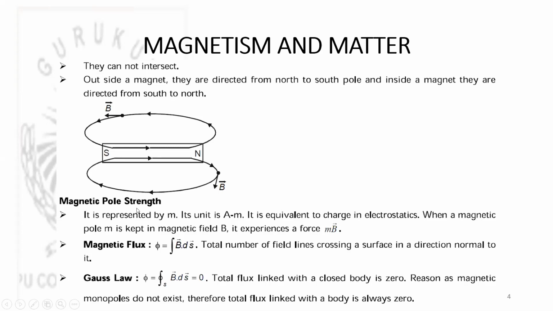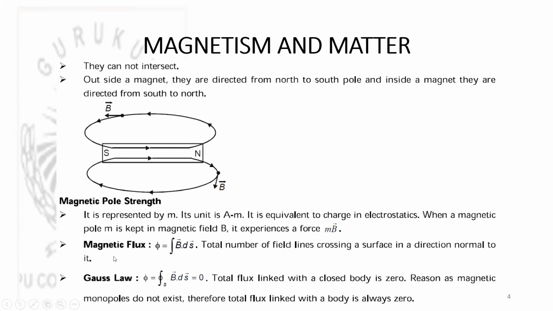Then magnetic pole strength. This idea is not used very frequently these days, but it is an old idea, which is also called magnetic charge. It is represented by small m, and its unit is ampere meter. It is equivalent to charge in electrostatics. When a magnetic pole m is kept in magnetic field B, it experiences force m B vector. It is similar to the force acting on a charge placed in an electric field.